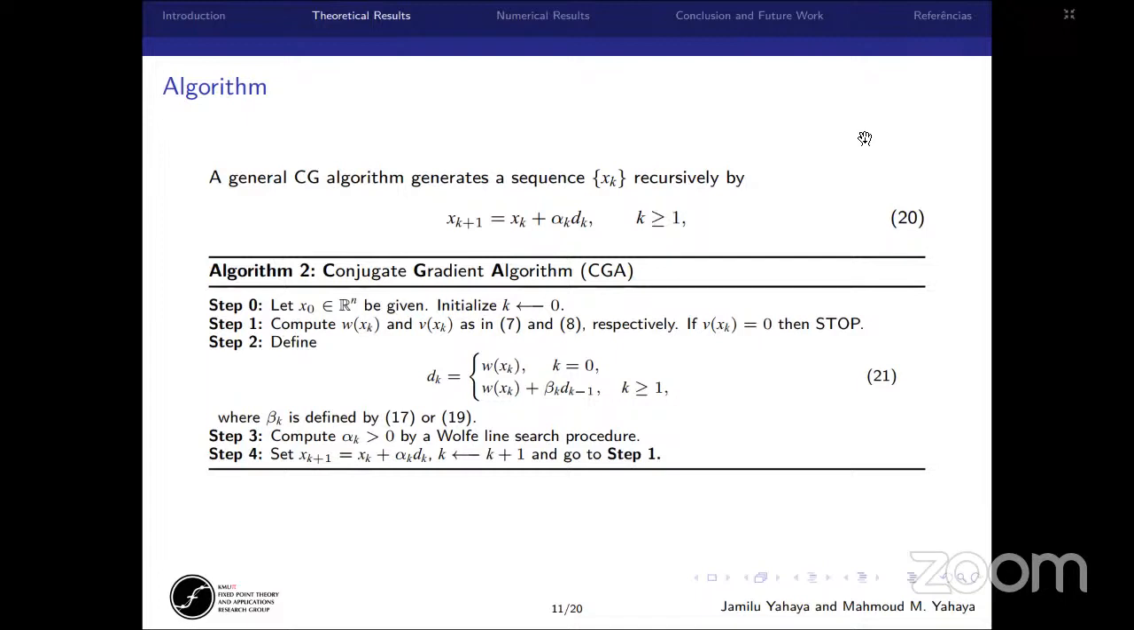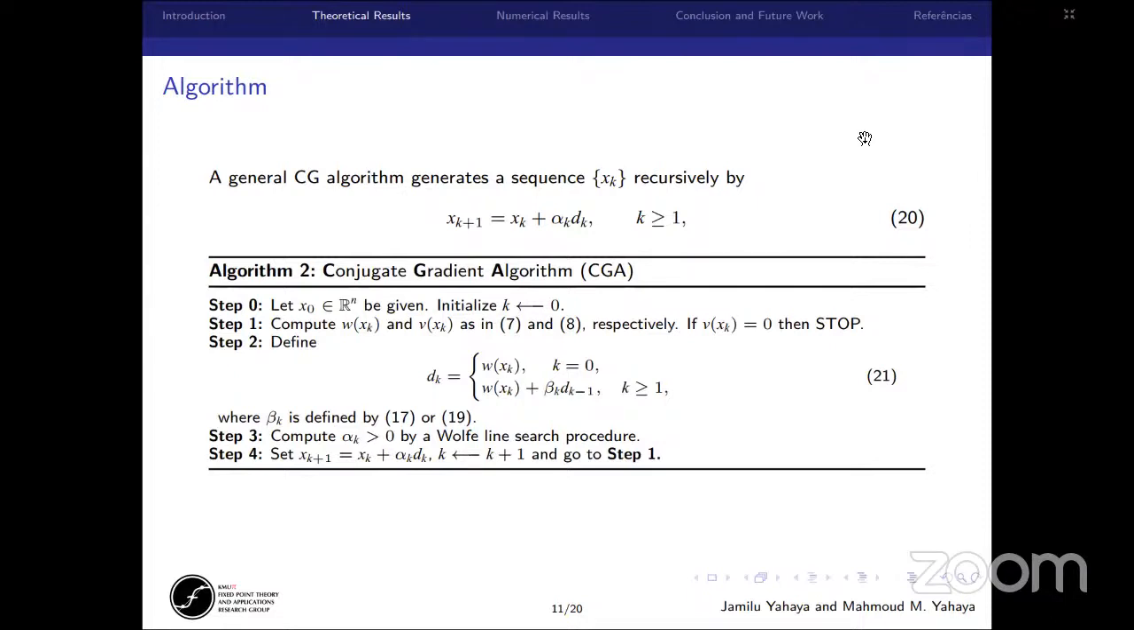If this V of xk turns out to be 0, then the algorithm terminates immediately. There is no need to go to the next step. However, if it is not 0, then we need to compute the next direction, which in this case is defined in equation number 21. Unlike the previous definition, this equation 21 has a different formulation of beta k, which is defined in equations 17 and 19, as was discussed in the previous slides by my colleague.